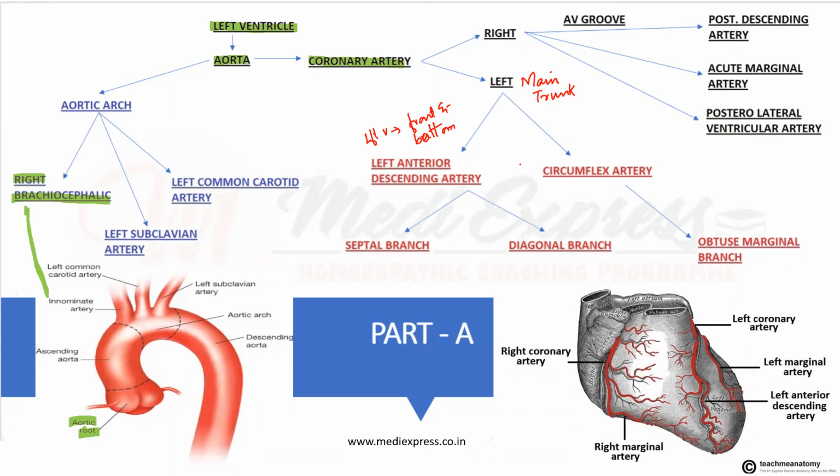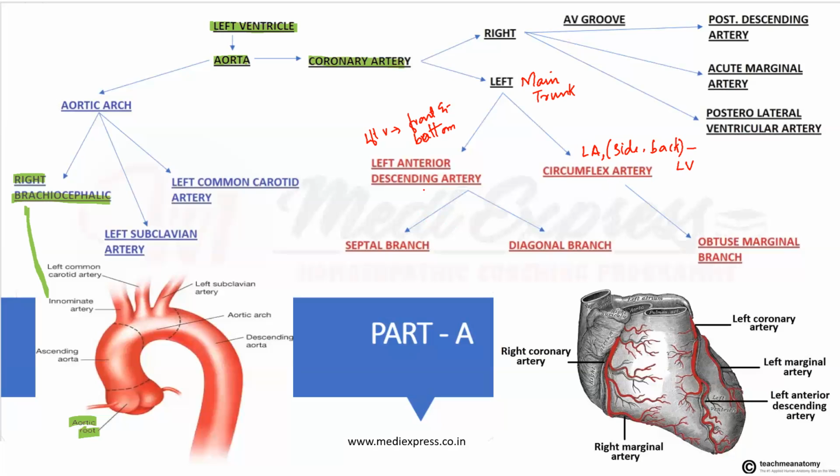Whereas the circumflex artery supplies blood to the left atrium. Remember, it supplies blood to the left atrium, and the side, back, okay, and then to the left ventricle. It supplies blood to the entire left atrium and the side and back of the left ventricle. Now, this is what you need to remember.